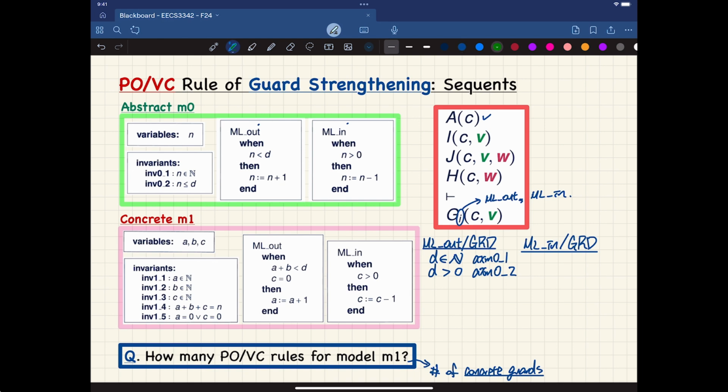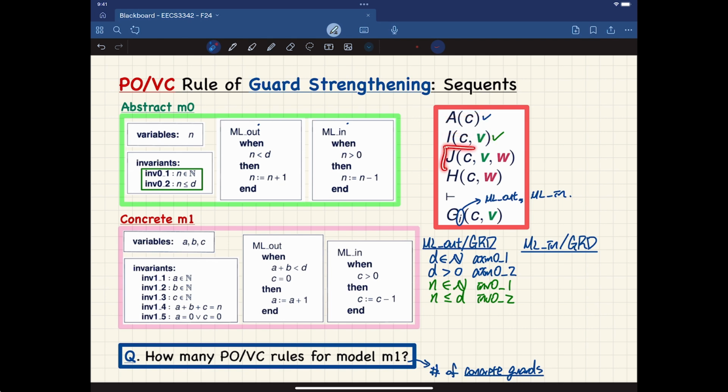And this guy over here will be the abstract invariants, which will be over here. So I'm going to put n is a member of natural number, and also n less than or equal to d. Okay? So this is invariant 0,1, invariant 0,2, right? Of course, when you actually put the answer in the exam, you don't necessarily have to put this. That one is just like a comment for you, right? All right, we're done with this.